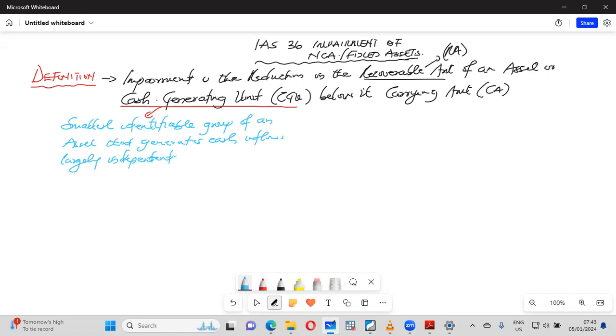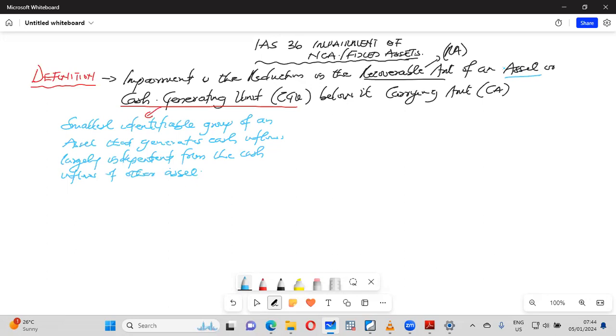Independent from the cash inflows of other assets. If you go to the Accra Mall, for example, the cinema attracts a cash inflow on its own, separated from the other shops that you see in there. So that is what a cash generating unit is about. We all know assets. So that is what impairment is all about, a reduction, when the value starts falling, dropping.